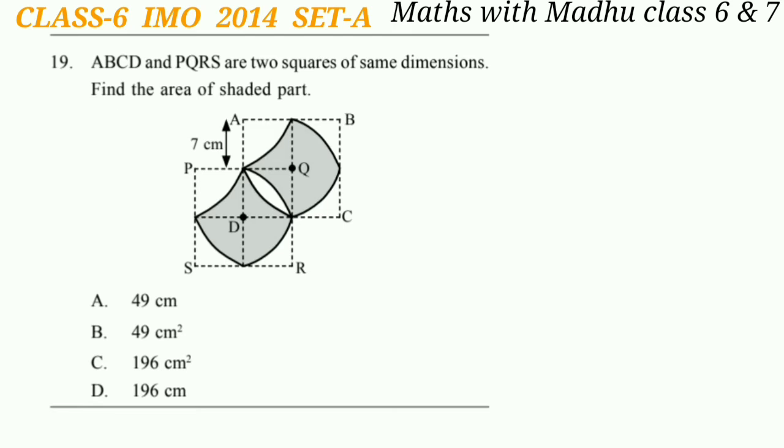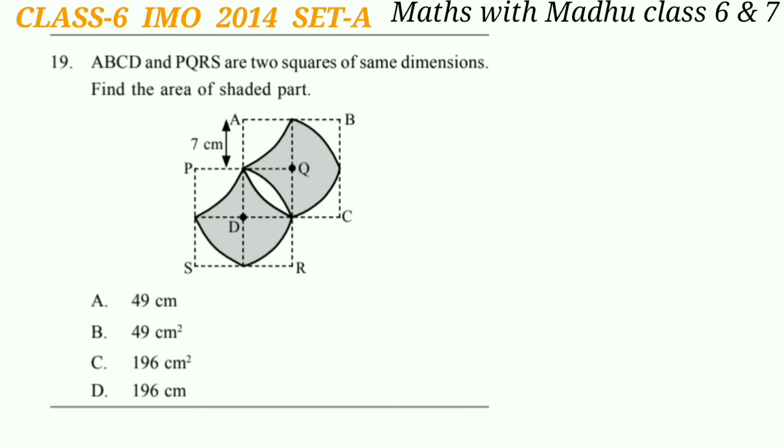ABCD and PQRS are two squares of the same dimensions. Find the area of the shaded part. Look at the figure carefully. In the square ABCD, if we join the shaded parts, we'll get two small squares. Similarly, in the figure PQRS, if we join the shaded parts, we'll get two small squares. So there are four small squares. The side of the small square is given, which is 7 centimeter.